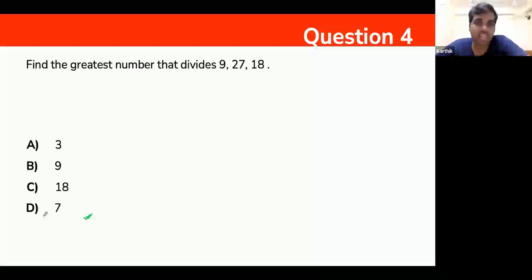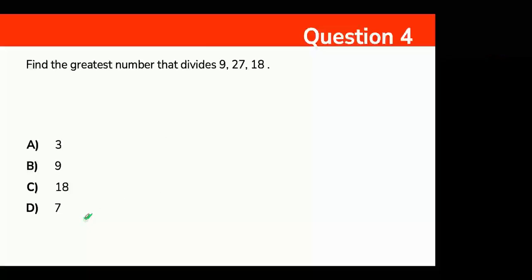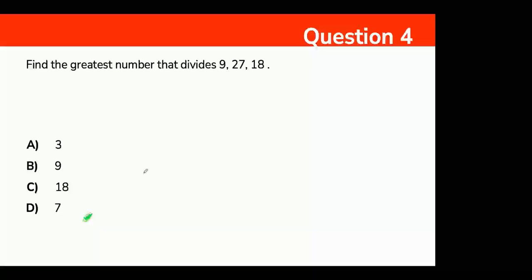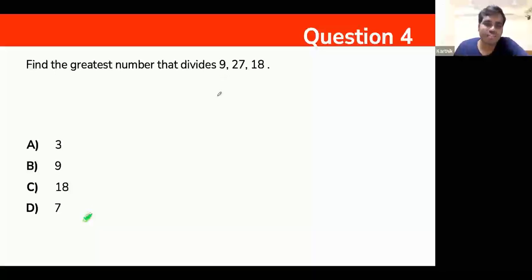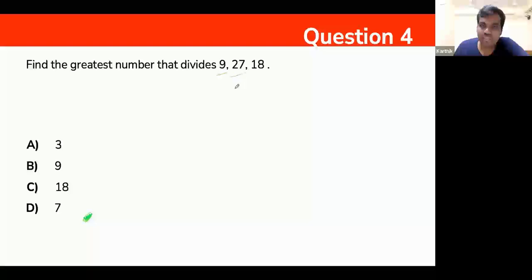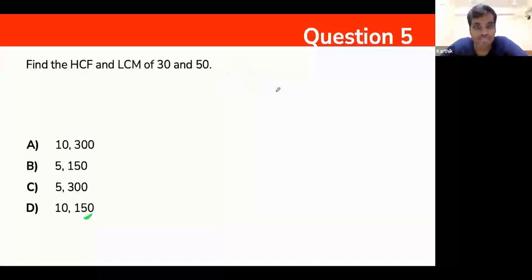Find the greatest number that divides 9, 27 and 18. So 9. 9 is the number. 9 into 1, 9 3 times. This is 1 time, this is 2 times. See, these are all basics. Nobody is going to ask you all these things. Again, I am telling you, but I just wanted to let you know. Just practice the basic part.